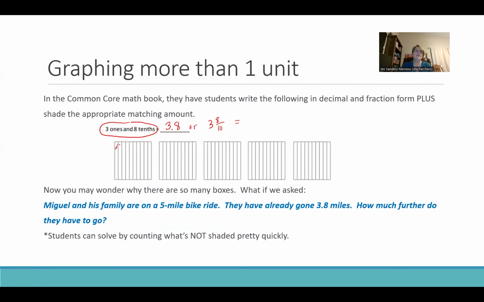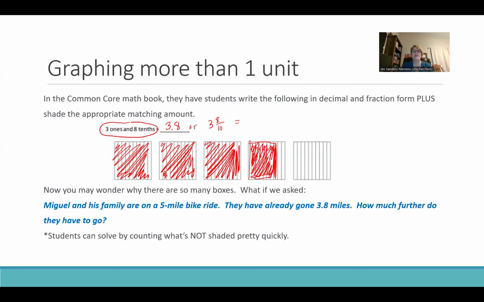So here we would want to shade 3 whole area models. And then, as you can see, we would just shade 8 of them. Now, typically, we would shade from left to right. You could shade any 8 that we have here. It's just easier for teachers for grading purposes if you have them always shade left to right, so it's faster to see that they did, in fact, shade 8 of them.